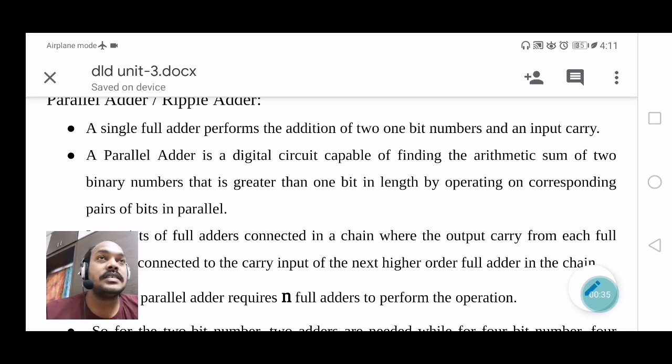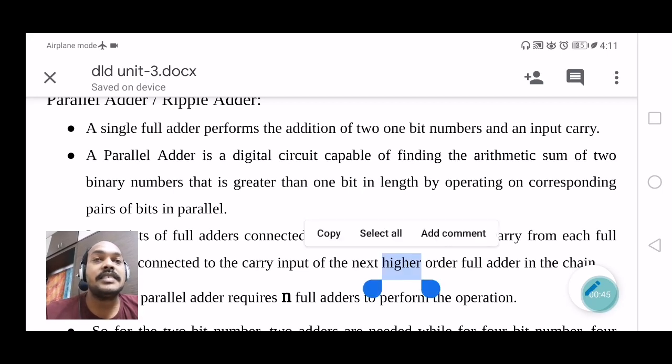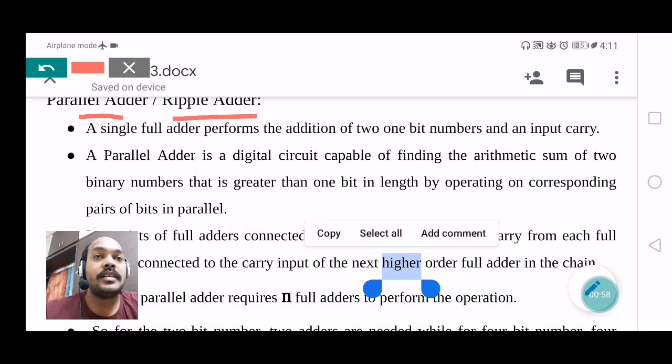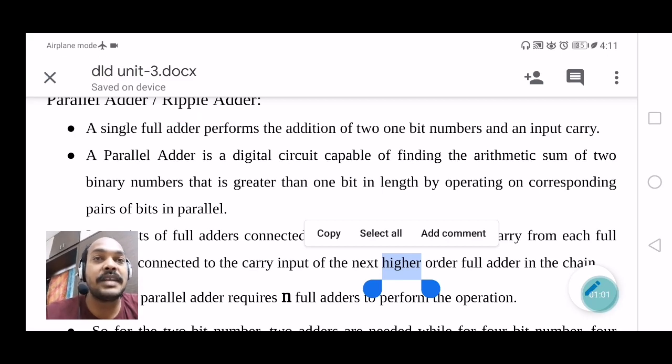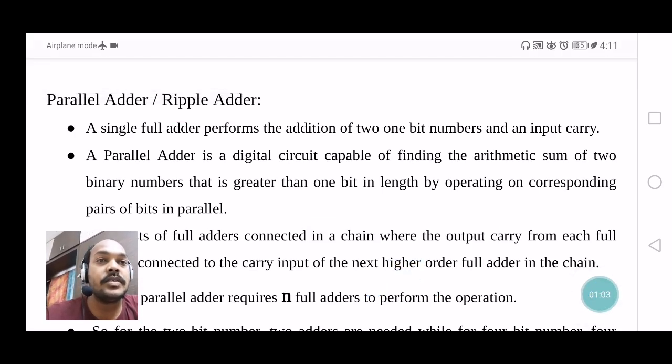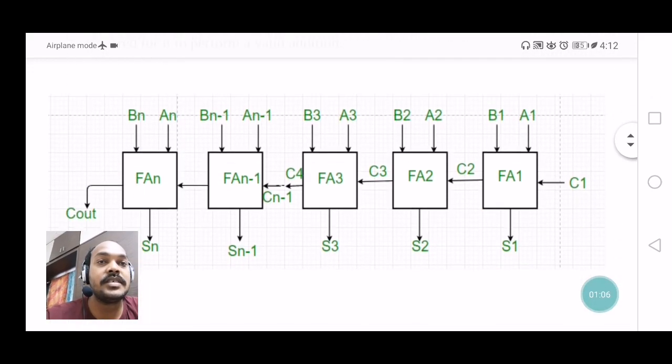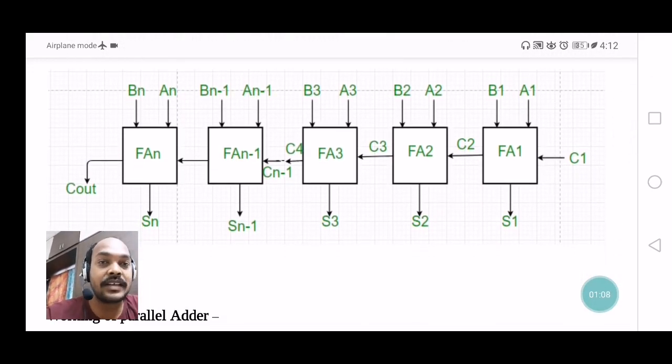The main objective of this video is to understand the meaning and purpose of the parallel adder and ripple adder, and similarly the parallel subtractor, the advantages of the parallel subtractor, and the disadvantages of the parallel adder and parallel subtractor. First of all, what is the meaning of the parallel adder and ripple adder? It can be explained with the help of the circuit diagram.